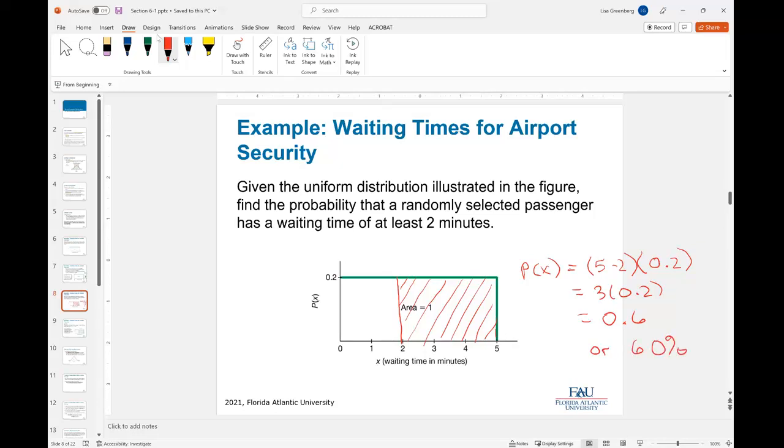Okay, so there's a 60% chance that a passenger is going to wait at least 2 minutes, which means there's a 40% chance that the passenger will wait less than 2 minutes, right? 1 minus 60% is 40%. 1 minus 0.6 is 0.4.